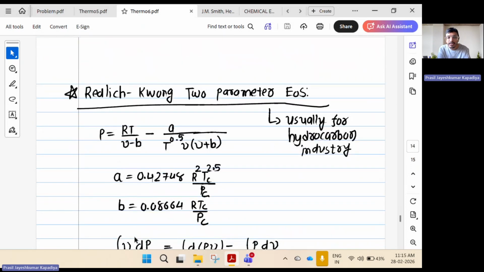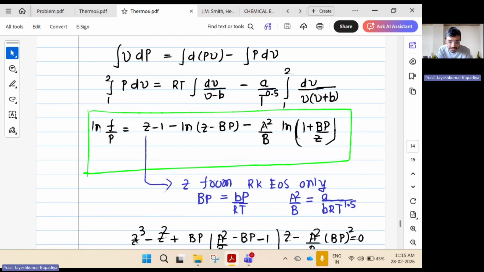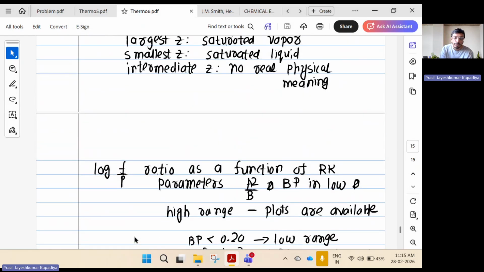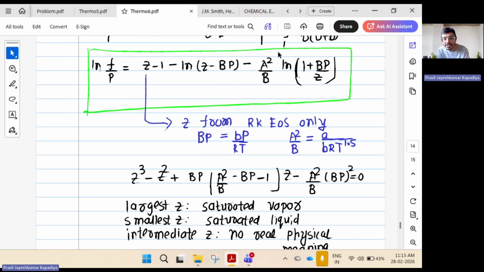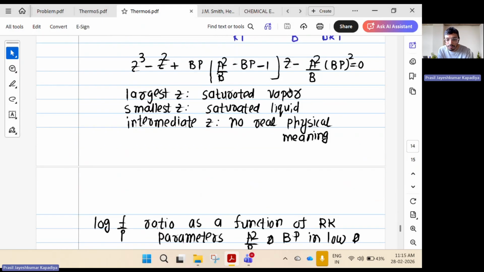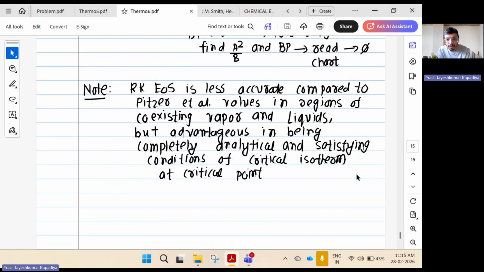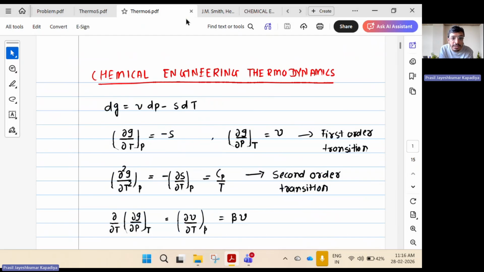Okay, then we had a look at the RK equation of state, a two-parameter equation of state, which is generally used in hydrocarbon industries for estimation of fugacity. And for that, plots are also available. We need to find the values of A square by B and BP. Based on the range, we need to read the chart and find the value of the fugacity coefficient phi. Even if this RK equation of state is less accurate compared to the Pitzer correlation, it is still advantageous. So this is all we looked at in today's class for the theory part.